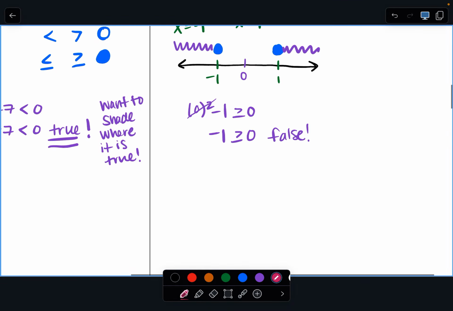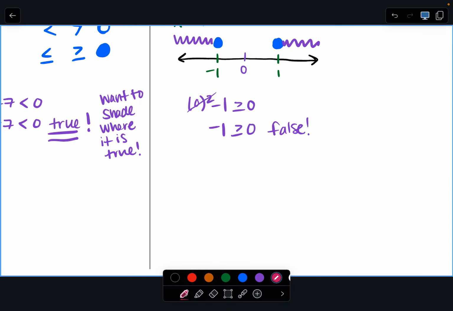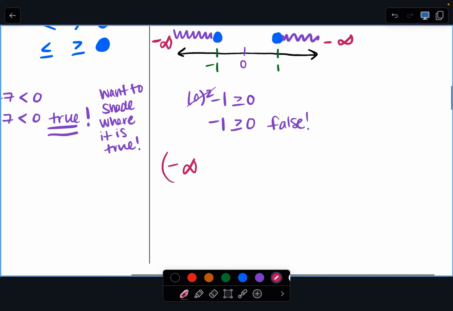Now, when I write my interval notation, because these shadings are going all the way out to -infinity and +infinity, I'm going from -infinity with a parentheses, because infinities always have a parentheses, all the way up to -1 with a bracket, union, +1 to, oops, I did a negative, to +infinity.